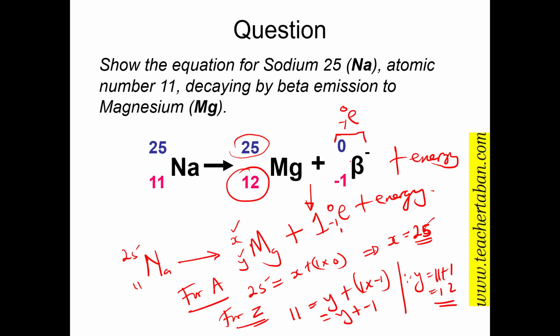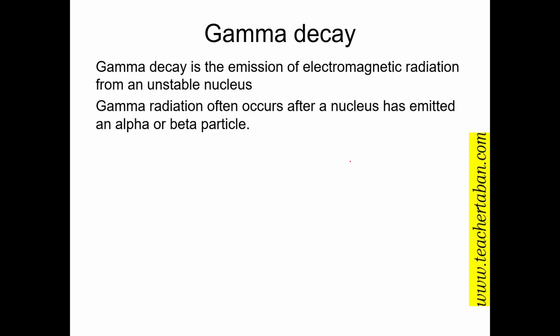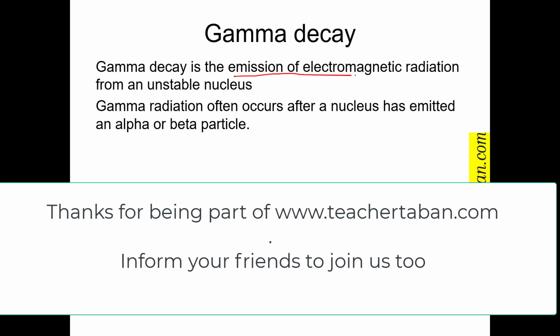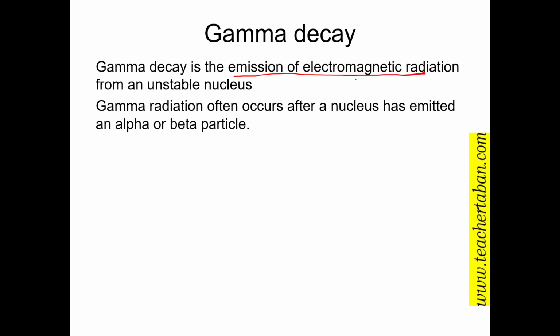All right. So gamma rays, gamma decay. What do we know about gamma rays is that gamma rays have no mass. So the atomic mass is 0, the atomic number is 0, meaning that when we have a gamma decay process, there is no change in the atomic mass, in the atomic number as well. In other words, a gamma decay is simply an emission of energy, an emission of electromagnetic radiations. And it often occurs when a nucleus has emitted an alpha or a beta particle.